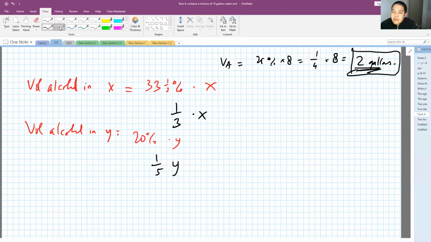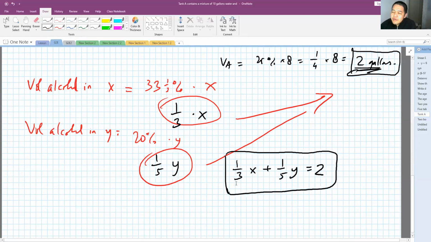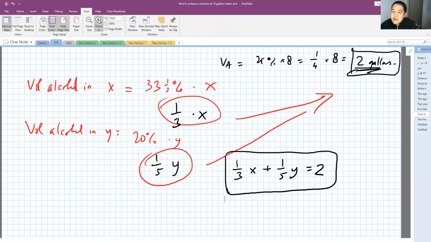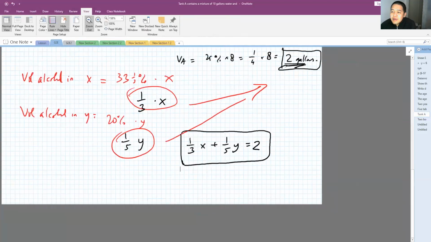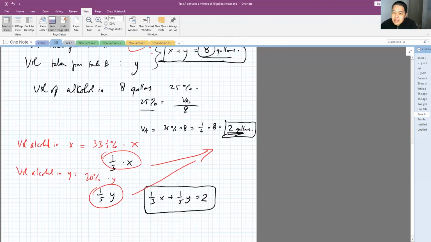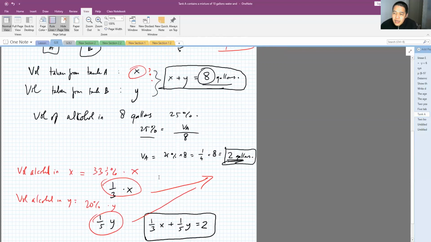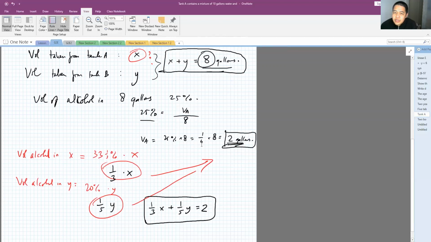Now we know when we mix them, they have to make these 2 gallons, right? So 1/3 X plus 1/5 Y equals 2 gallons. So you see, now we have 2 equations with 2 unknowns. The first one was X plus Y equals 8, and then the second one is 1/3 X plus 1/5 Y equals 2. So now I am going to solve these 2 equations.